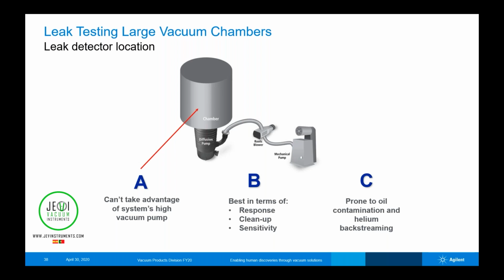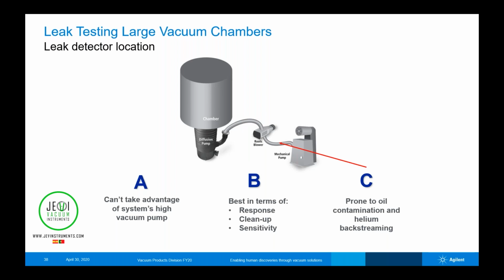You might think it's obvious I should connect to what I think might be leaking, and that's my chamber. But the problem is we're not going to take advantage of our high vacuum chamber in this case. So instead, we want to connect to the foreline of the high vacuum pump. That allows us to take advantage of the vacuum pump's performance. It gives us the fastest response time, the fastest cleanup of our helium signal. It gives us the absolute best sensitivity.